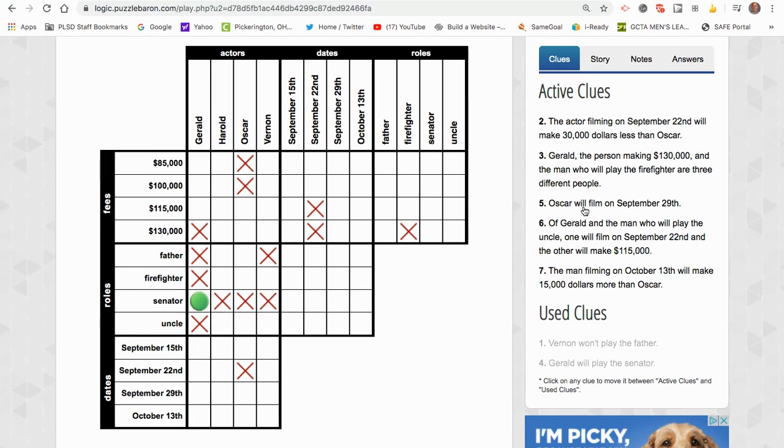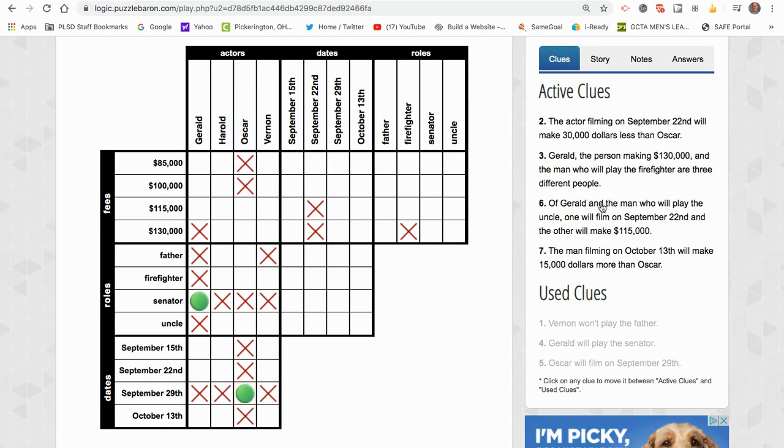Oscar will film on September 29th. So if I go to the 29th and go right there, I can eliminate that. Oh, sorry, it said Oscar will film. So sorry. So that's that. So I can eliminate that. It's not giving me more information. And then of Gerald and the man who will play the uncle, so now we know that Gerald is not the uncle, which we've already shown. So we were checking our work there. We're good there.